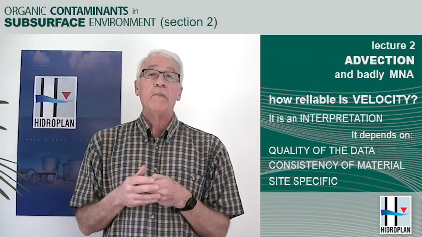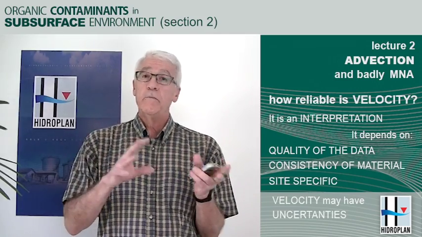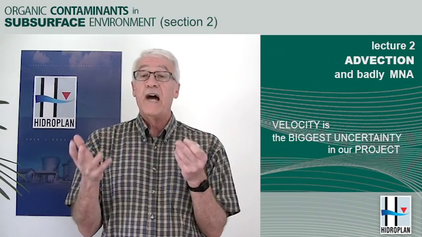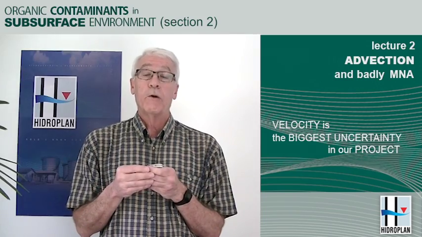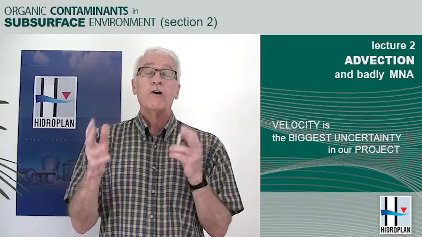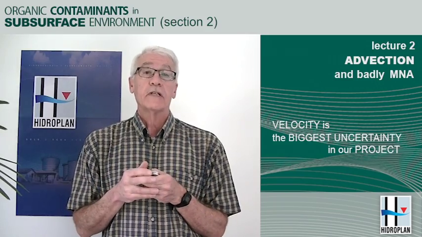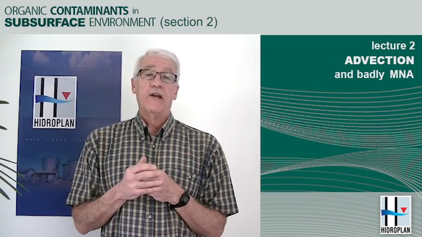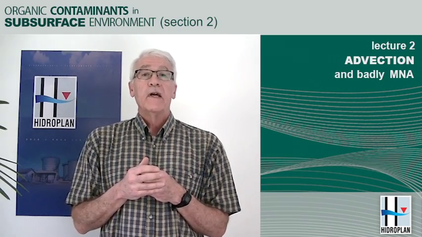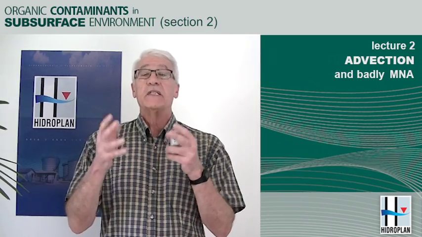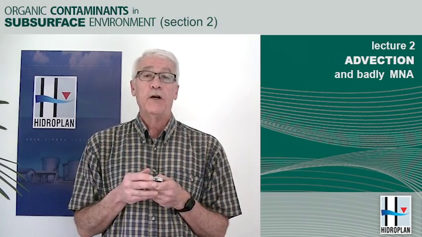So again, when you interpret the flow of contaminants, remember that our velocity may have considerable uncertainties. And that may in fact be the biggest uncertainty in our project. So we can always try and do better, but the important thing is to acknowledge that uncertainty. And that leads us towards badly monitored natural attenuation. And this is where we make some mistakes, or we don't really recognize the limitations in our field data.